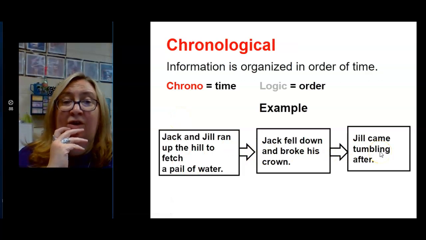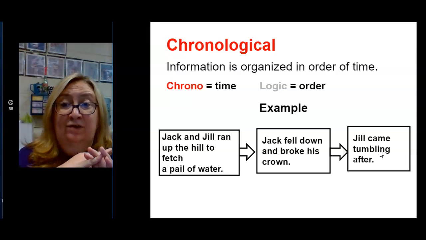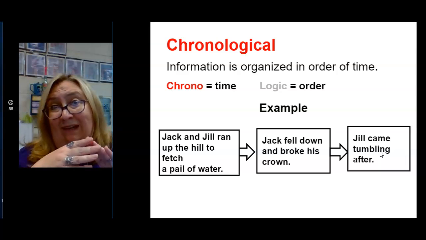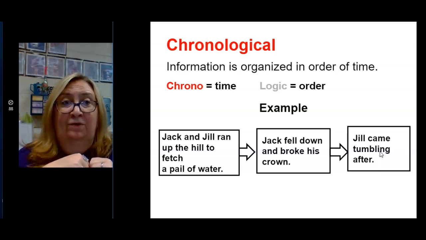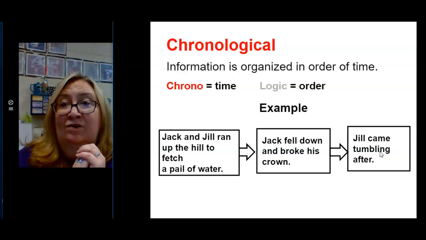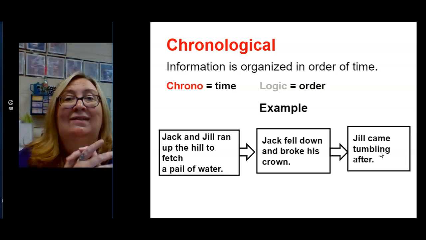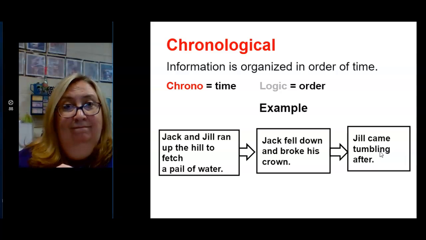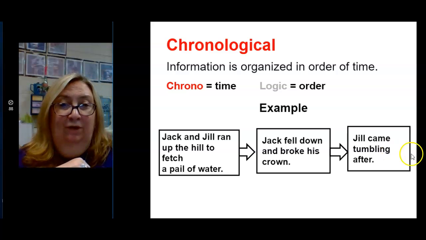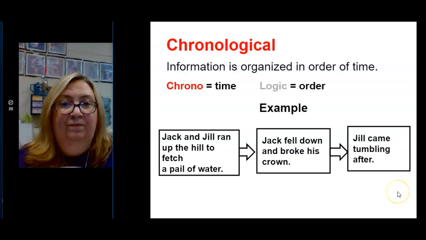When it's chronological, you're going to look for words like first, then, finally, later. Those kind of words help you know that time is passing. If you're reading a story and time doesn't pass, it's not chronological. Time has to pass in order for it to be a chronological story or a chronological structure.